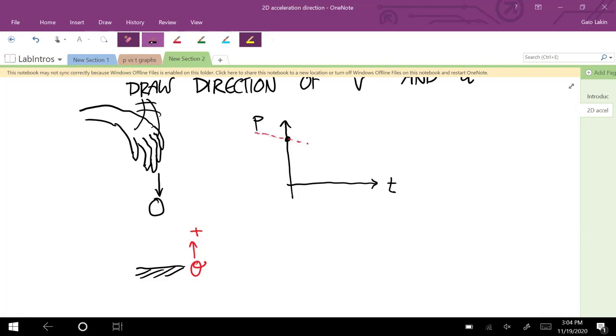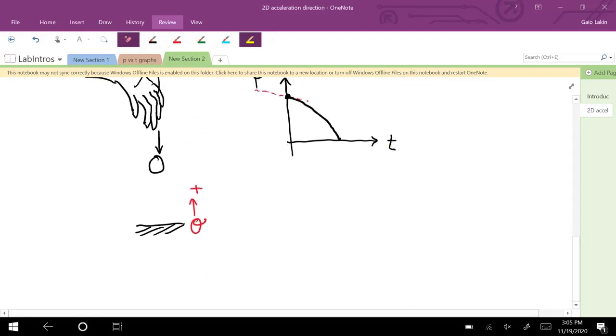So I'm going to start with a negative slope. And then from there, it's going to be concave down because gravity accelerates this thing down, which with our choice of positive direction is negative. And so it looks something like this. Okay, so that's a position versus time graph of this motion.